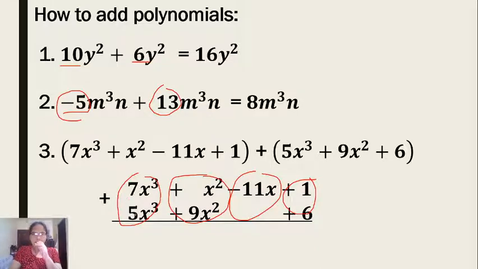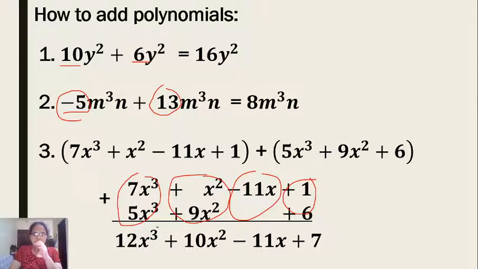7 plus 5, that is 12. Then copy the literal coefficient x cubed. In here, there's an invisible numerical coefficient of 1. 1 plus 9, that's 10. Copy the literal coefficient x squared. Negative 11 plus 0, so that's negative 11x. 1 plus 6, that's 7. So the answer to that is 12x cubed plus 10x squared minus 11x plus 7.